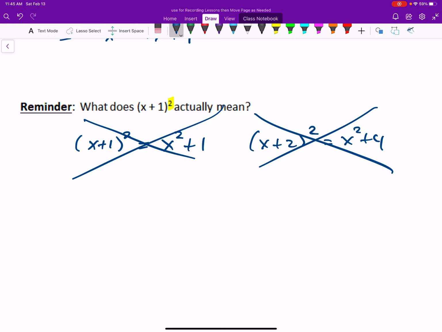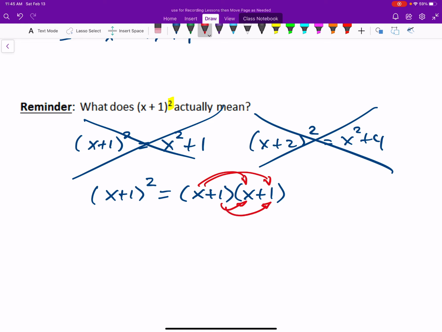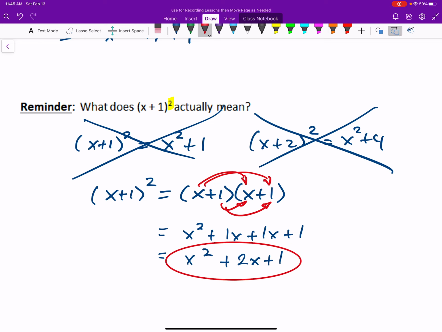So what it actually means is x plus 1 times x plus 1. So I actually have to do FOIL to expand this out. This is going to do 4 separate multiplications. And so I'll get x squared plus 1x plus 1x plus 1. And so the actual answer is a trinomial, x squared plus 2x plus 1. So don't give me the ones I crossed out, because I always get people who do that. But those of you who know better will now know to do FOIL on something like that.